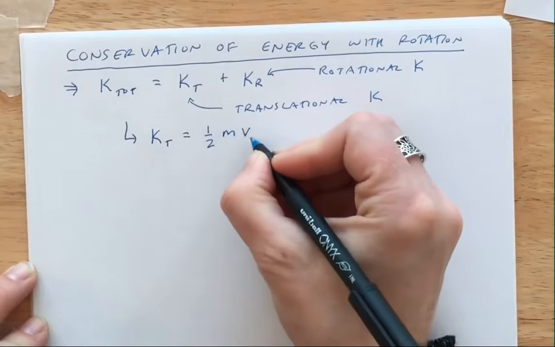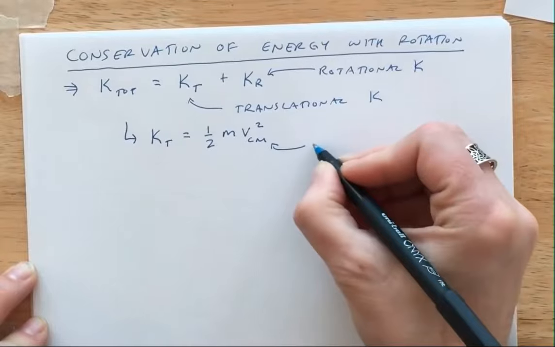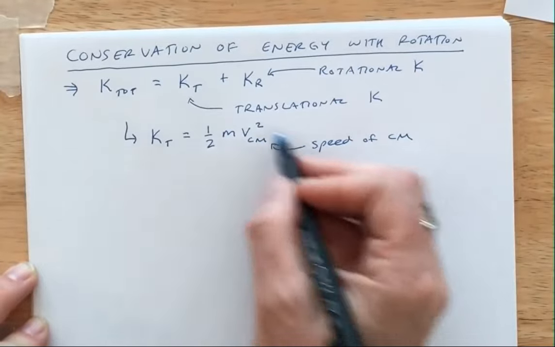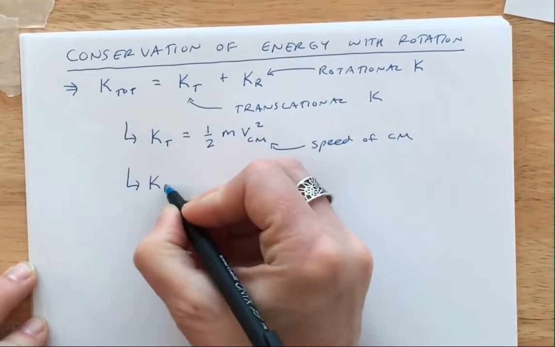KT is the one that we've dealt with all semester, where it's equal to 1/2 m times the velocity of the center of mass squared, where V sub cm is the speed of the center of mass of the object. And now we have K rotational.